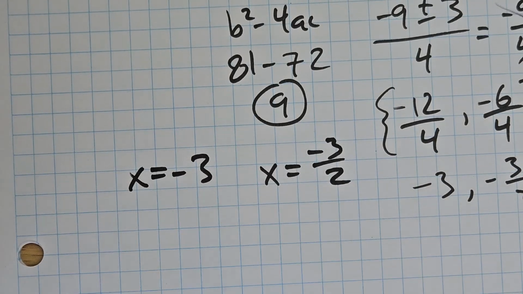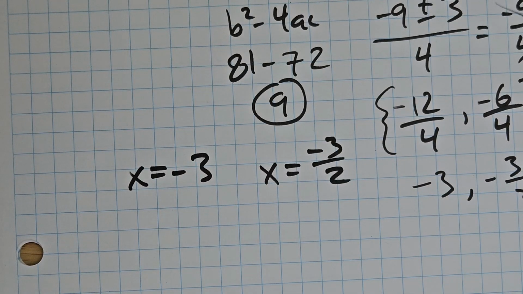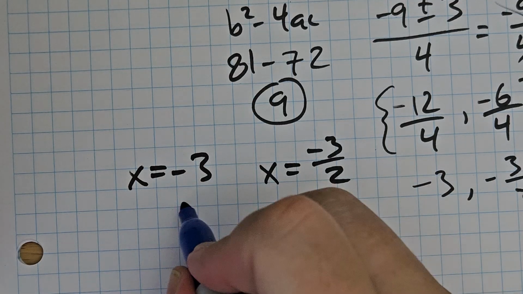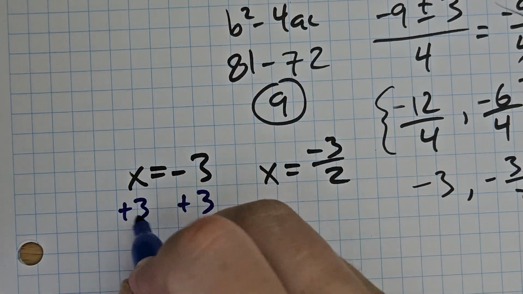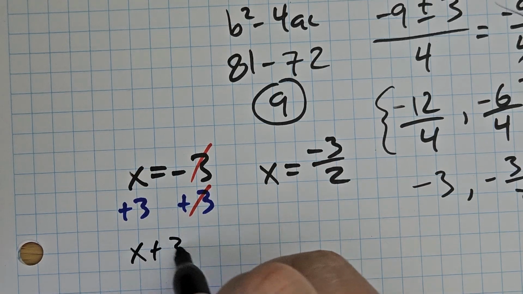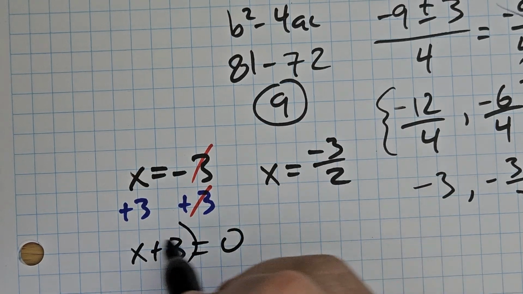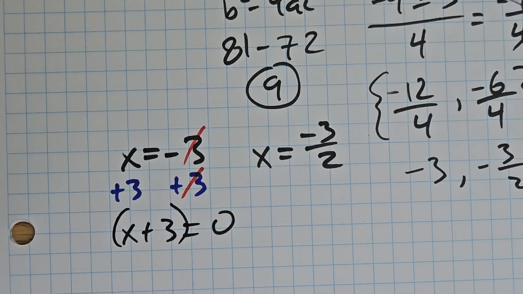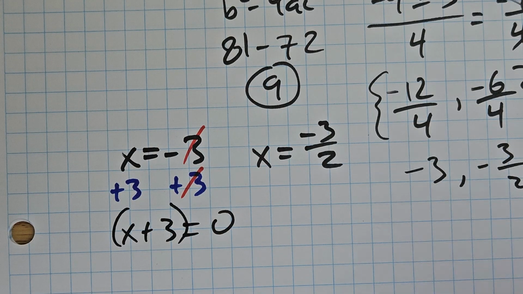And if I move everything to the left, I'll show my steps here. On this one, I'm going to add 3 to both sides. We'll just do them one at a time because they're pretty different. That's going to cancel that out, and that's going to give me x plus 3 equals 0. And that's one of my factors right there. Right? The whole zero product property in reverse.